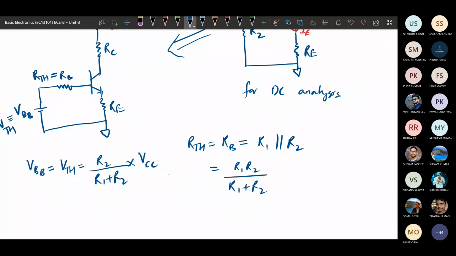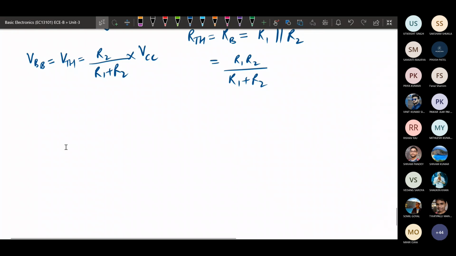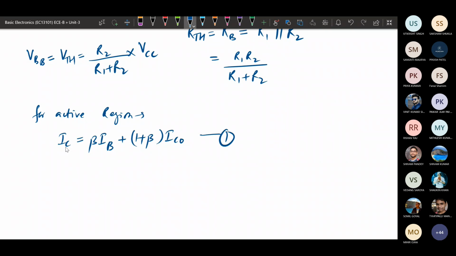Once we have reduced this circuit into its Thevenin equivalent, this simplified circuit is more familiar than the one above. So we have represented it in terms of a more familiar circuit. Now we will apply the transistor action for the active region of operation. IC will be equal to beta times IB plus 1 plus beta times ICO. This is equation number one.